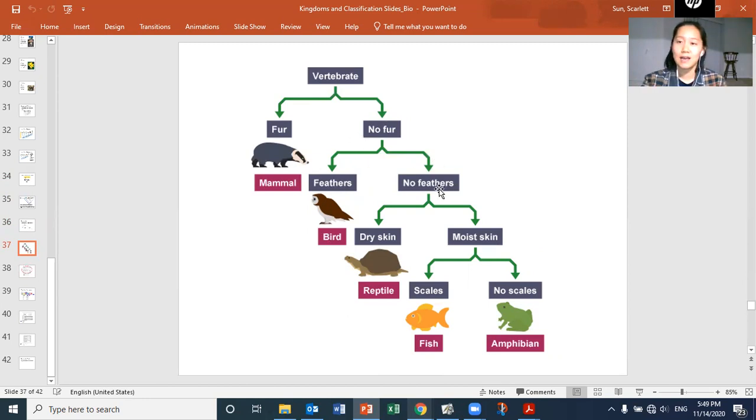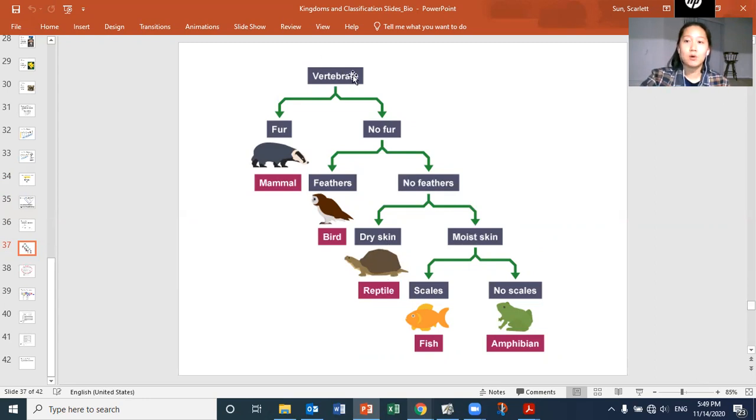If no feathers, let's ask another question. Does this animal that has a spine, no fur, and no feathers, does it have dry skin or moist skin? If it has dry skin, it's a reptile. Okay, if it has moist skin or no dry skin, then we're gonna ask another question and one last question.